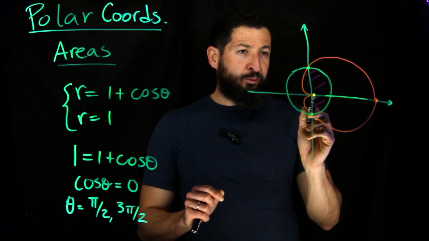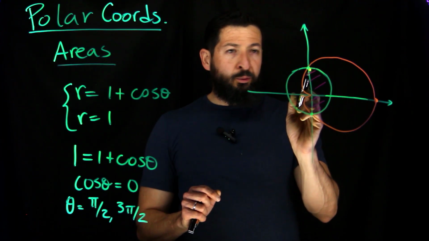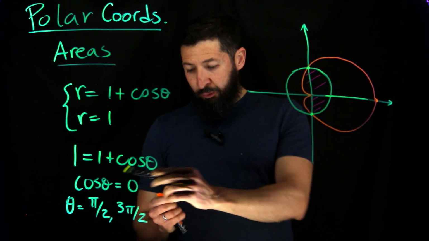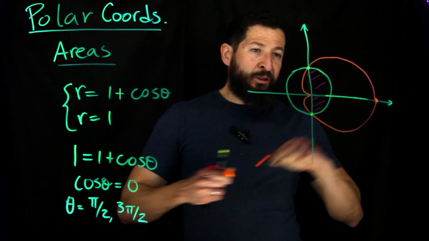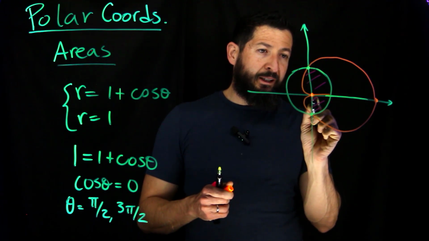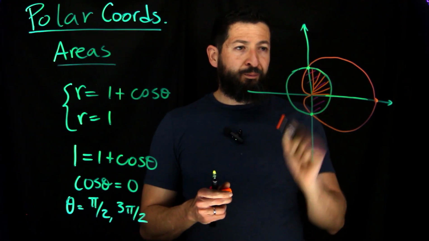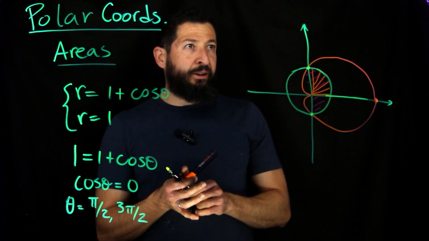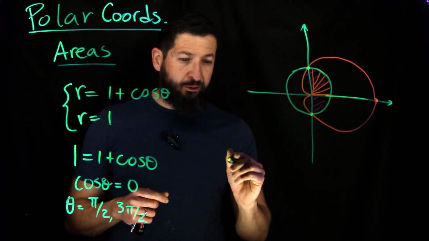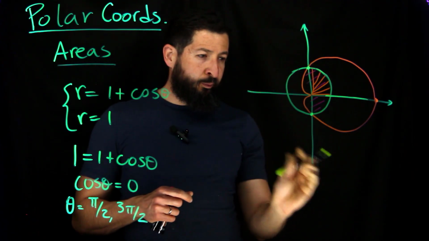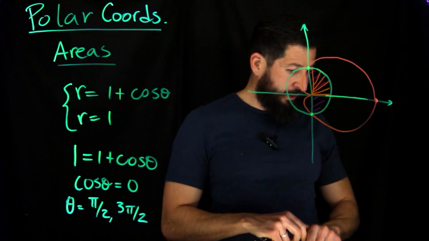All right, so now I've got to be careful though, because when I start, say, at the angle 0, if I go from 0 all the way out to pi over 2, what I want to be integrating is the circle, because I'm going out to the circle. Okay, so my area, I'm going to write it here below.